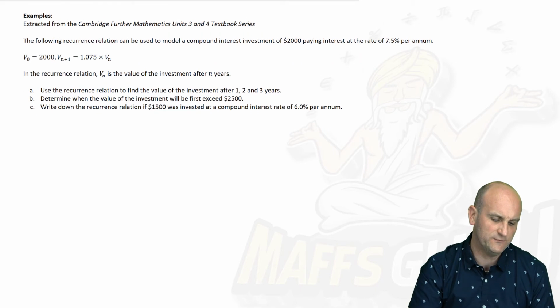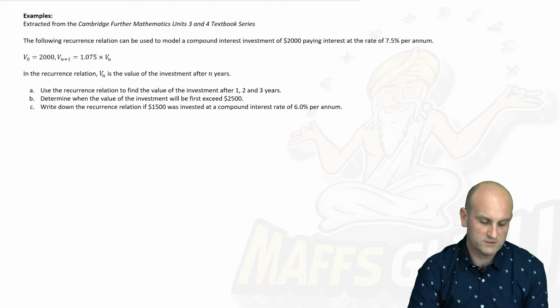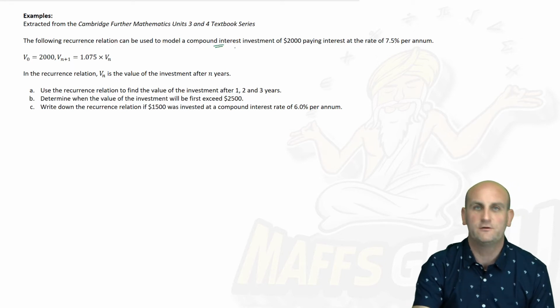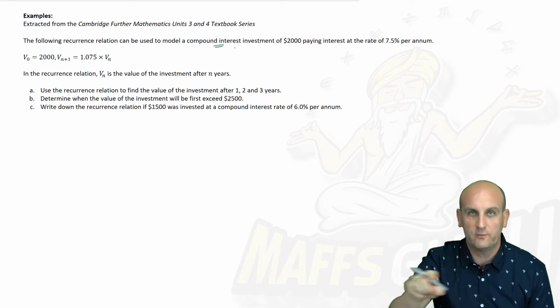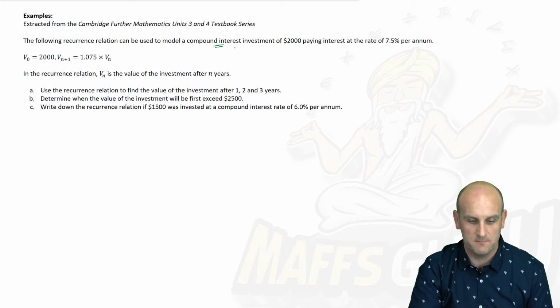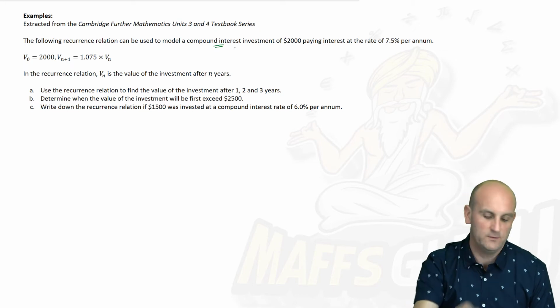So here's an example extracted from the Cambridge Further Maths Units 3 and 4 textbook series. Thank you very much, Cambridge. The following recurrence relation can be used to model compound interest. Now, what on earth is compound interest? Compound interest is where it grows and grows and grows. So it's a language thing that you must remember. Simple interest is where it's linear. The same amount goes on every month.